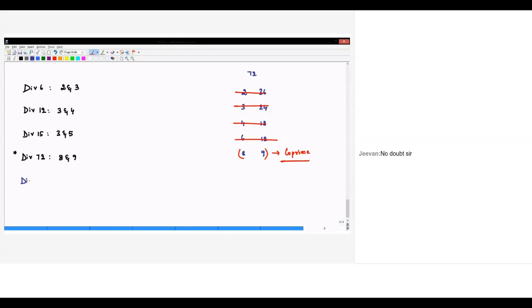Divisibility rule of 88: 8 and 11. 99: 9 and 11. Rule of 6, 12, 15, 72, 88, 99. Hope you understand that.